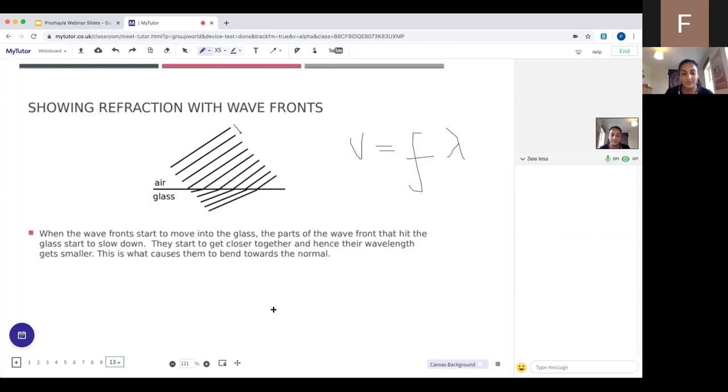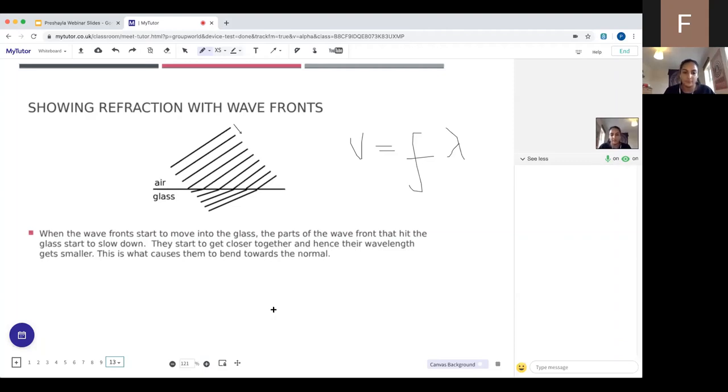Great. Someone asked earlier on, how would you describe the normal in an exam? The normal is simply a perpendicular line to the medium in which the light ray enters, or gets reflected off of, or is refracted into, or is transmitted through, or absorbed in. So it's the medium that we're dealing with. It's just a perpendicular line that we draw on the medium.